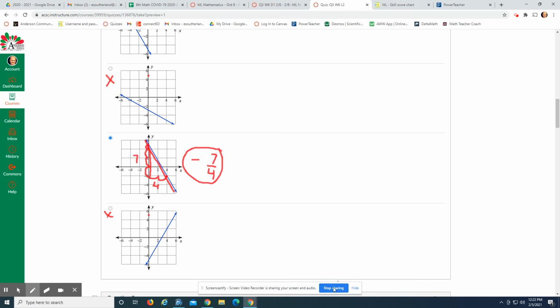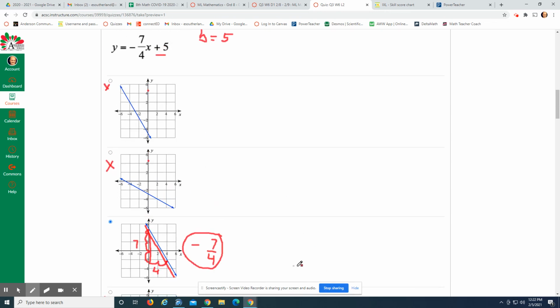So make sure that you take your time, look for the y-intercept first, and then go from there, find the slope. And then you're going to match that to the equation.